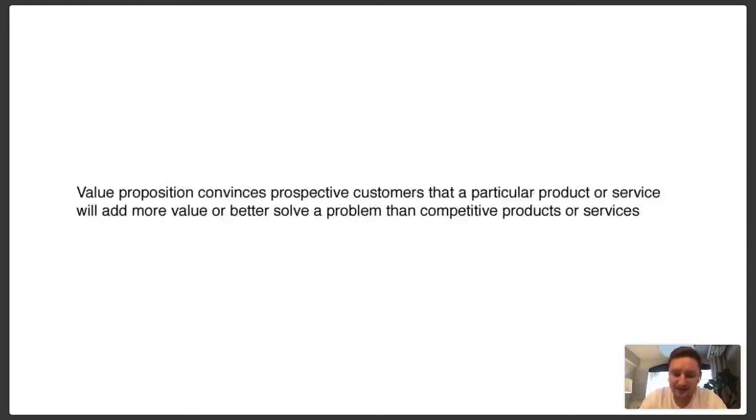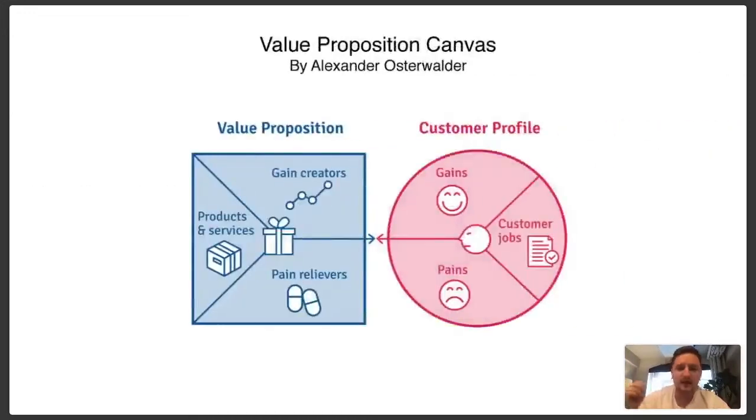And the main target of creating the best value proposition is to convince your customer that your product or service will give some value to that customer, and that it's better than competitors' products. I don't know if you're aware of the value proposition canvas by Alexander Osterwalder, but basically it's a very simple thing. You should start from the right side, which is the customer profile.